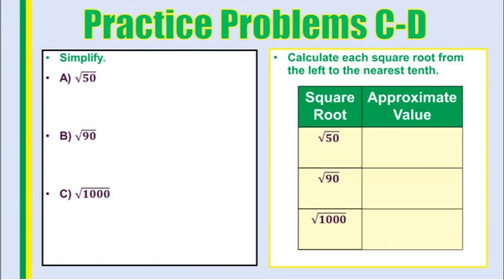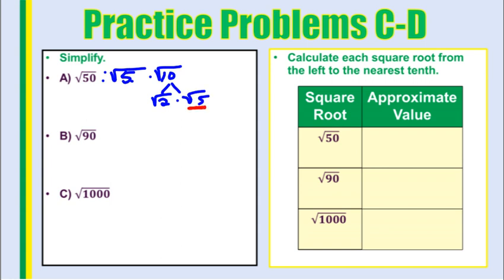And our last set of problems. Simplify these. Square root of 50. Let's just say you didn't know the perfect squares, so I could break this down as the square root of 5 times the square root of 10. And now I need to break down the square root of 10, which is the square root of 2 times the square root of 5.